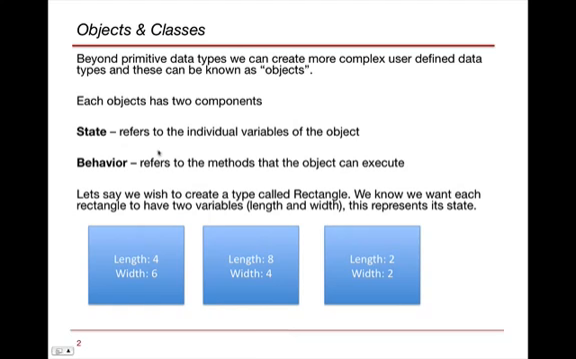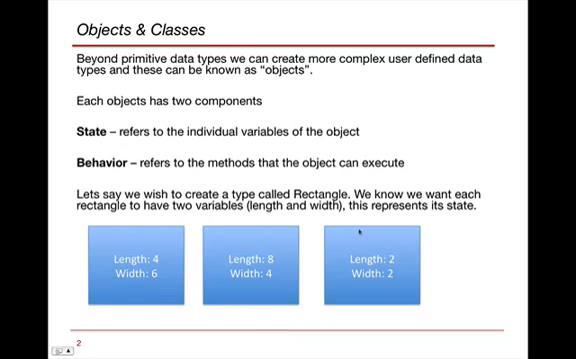Each object basically has two components. It has a state, which refers to the individual variables of the object, and a behavior, which refers to the methods that the object can execute, or methods that can be executed upon the state of the object. So let's say we have a type called rectangle. Rectangle would be our class because it is the definition.